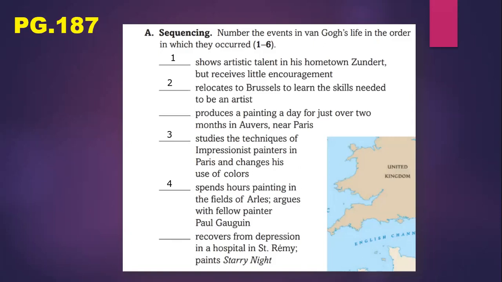Okay, and number 5, which could be? Which is the best one? Produces or recovers from depression? Thank you, Kylie. Produces painting? Are you sure? Or it could be the last one. Remember, he went to the hospital, right? In Saint Remy. Wow, that was the hospital. And yes, in that case, it's recovers from depression. Number 5 is the fifth fact that happened in the story. Yes. Thank you. And the last one, as you may know, is produces a painting a day for just near Paris. Thank you. Okay, we're done. We completed this.